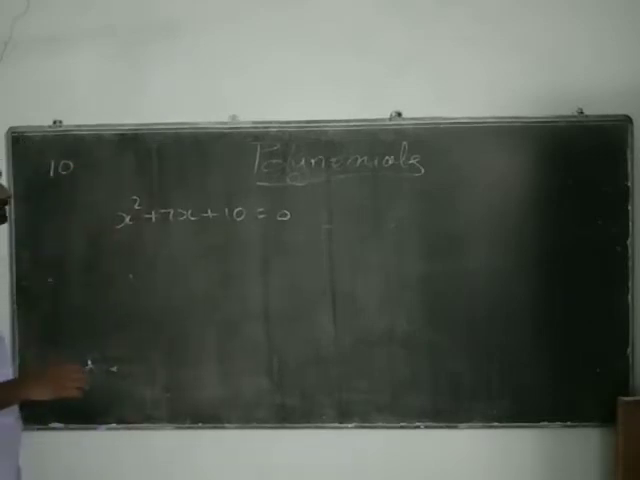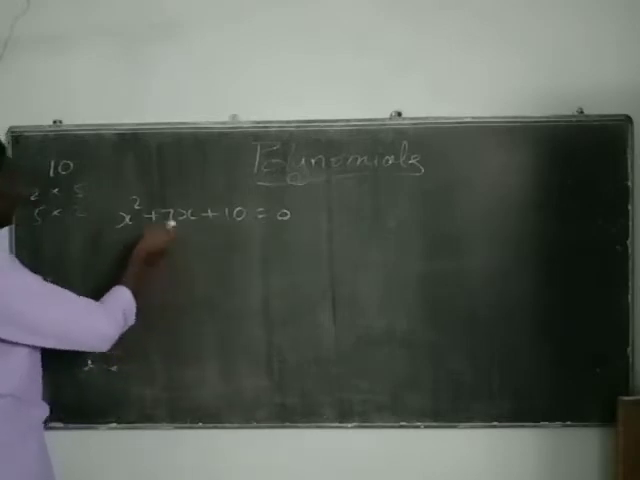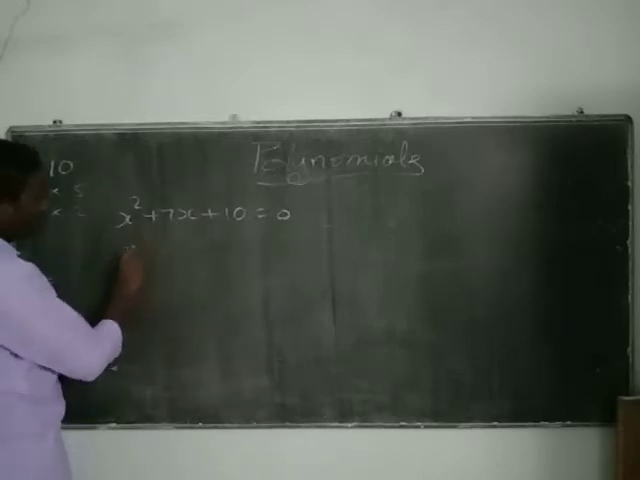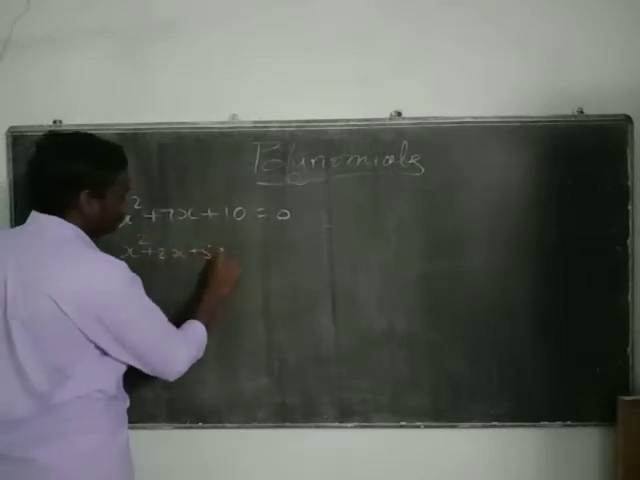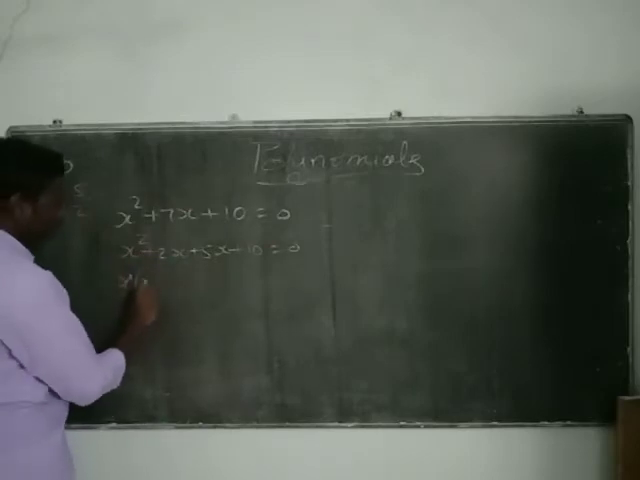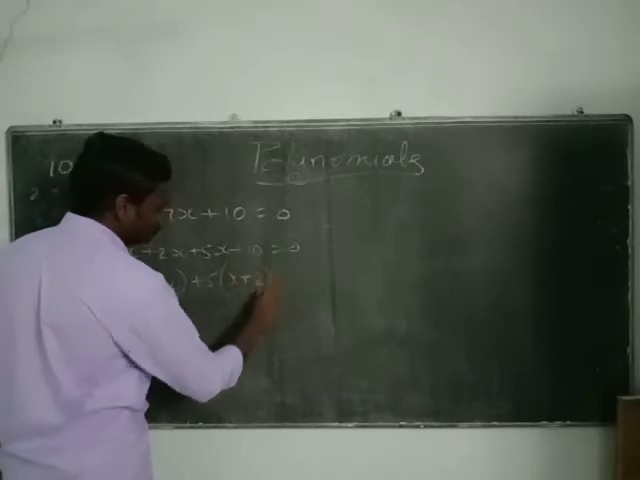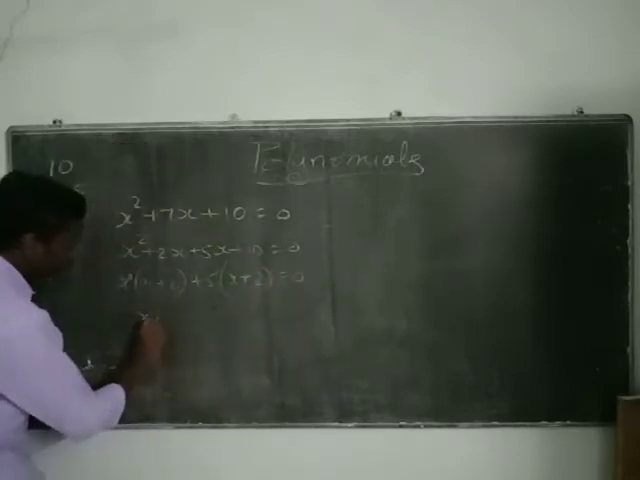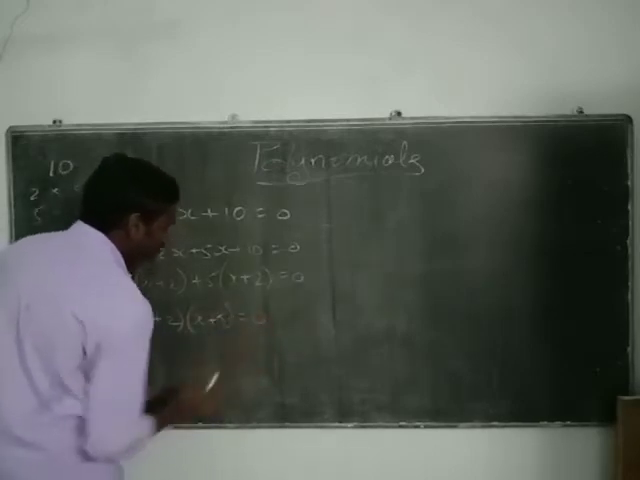So if this is the 10 value, then I can write it as 2 into 5 or 5 into 2, whatever it might be. If I add, I have to get 7, right? So that can be written as x square plus 2x plus 5x plus 10 is equal to 0. Taking x in common, x is equal to x plus 2. And again taking 5 in common, I get x plus 2. Taking x plus 2 in common, I'll get x plus 5 here, that is equal to 0.